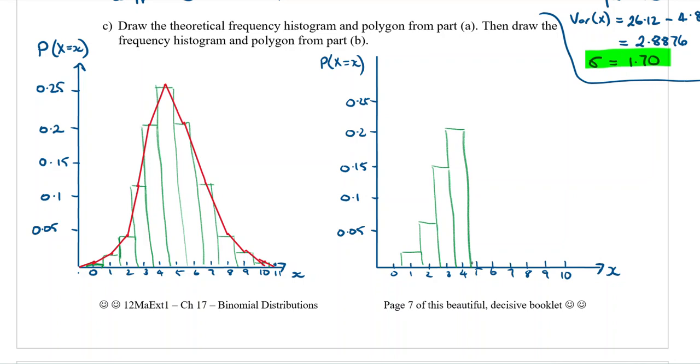So the graph that we already drew is the theoretical. This is what we did with this simulated results that we didn't actually simulate because that would have been a pain.